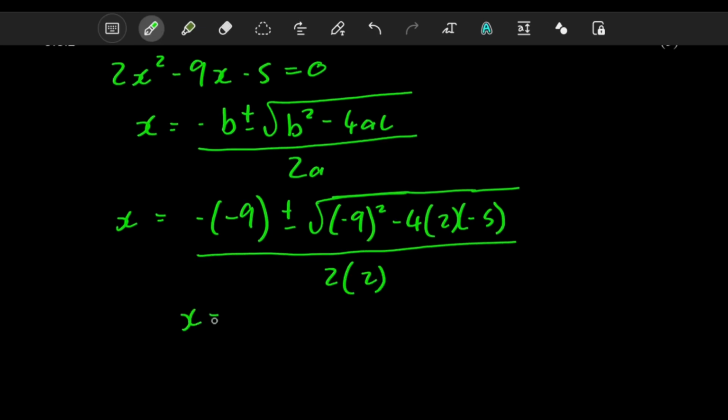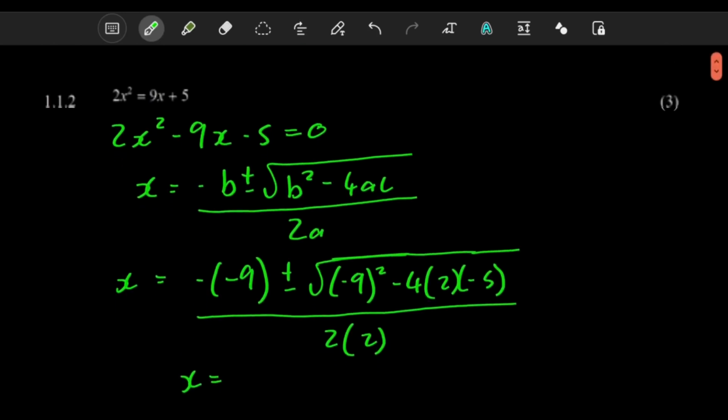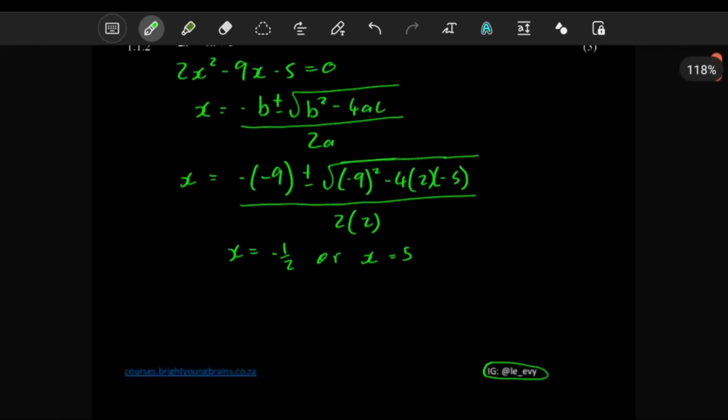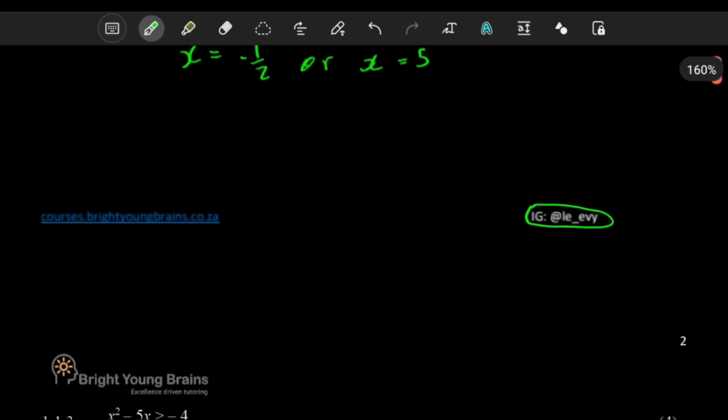So here, putting everything into the quadratic formula, it doesn't look like there's any issues here. You're going to get x as negative half, or you're going to get x as positive 5. So these easy ones, don't waste your time.